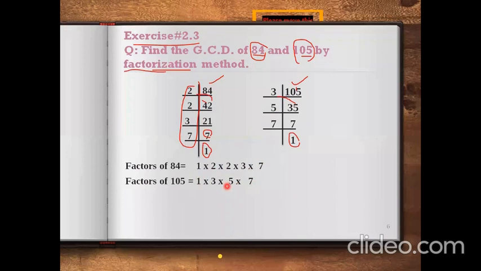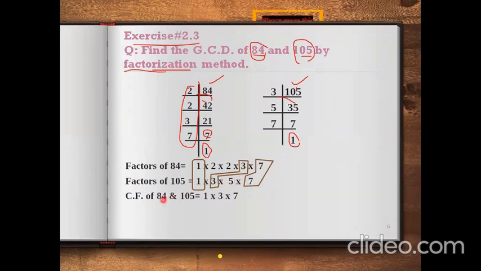Now after that what you will do, you will make a loop around the common factors. So what are your common factors here? As you can see, this 1 is your common factor. Your next common factor is this 3. Okay, this 3 is the common factor, and the last one is the 7. So the common factors of these numbers are 1, 3, and 7. Okay, 1, 3, and 7.